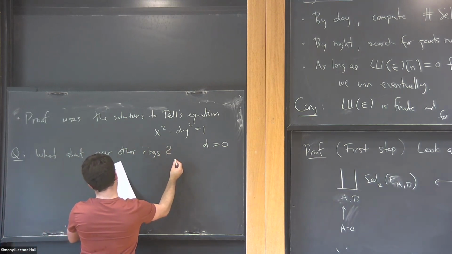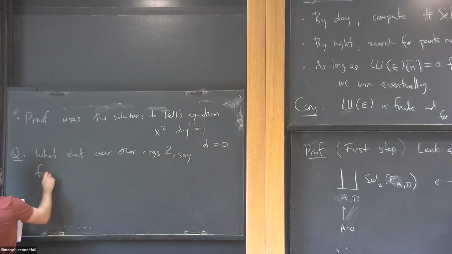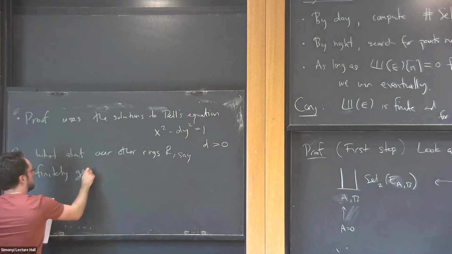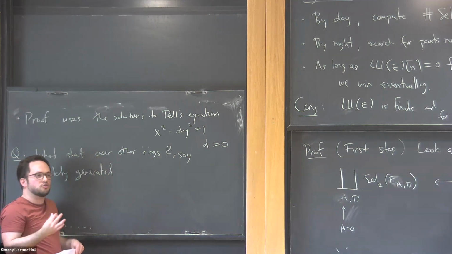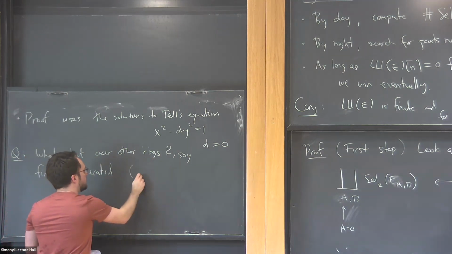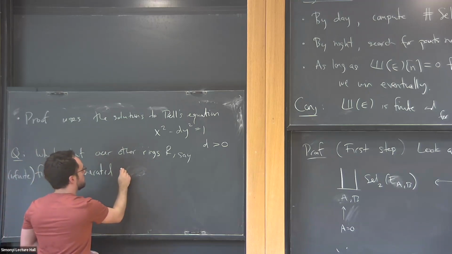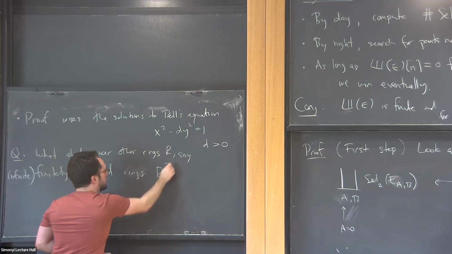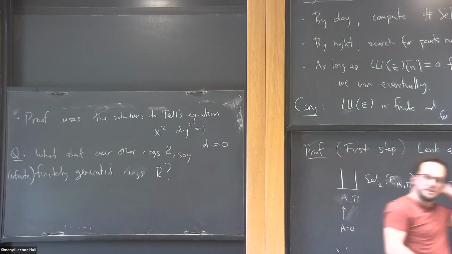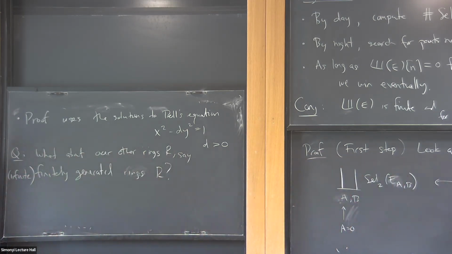R, and specifically, what about over rings that are finitely generated as rings, as algebras? Now, there's a huge caveat you have to put in if you ask about finitely generated rings: you should demand that they're infinite finitely generated rings. What about finite rings? If it's a finite ring, then there's definitely an algorithm. So you just have to exclude the finite rings.